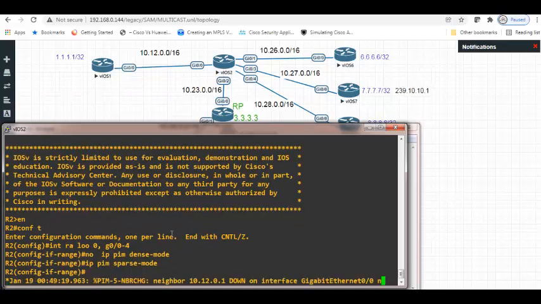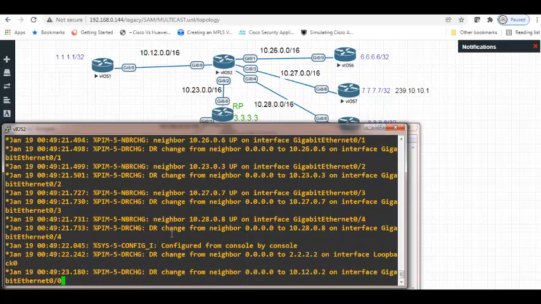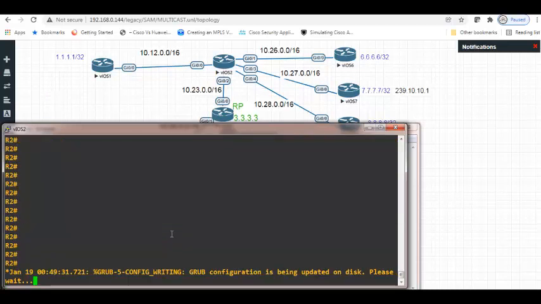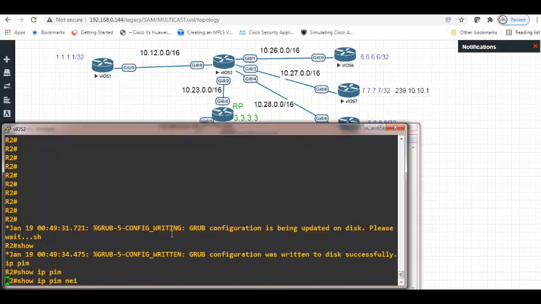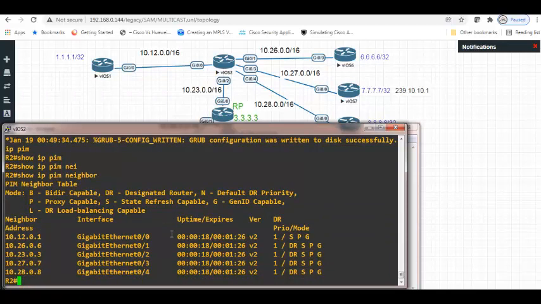Alright, so we should be seeing neighbors. Wow, look at this, how many neighbors we are seeing. All the neighbors have come. Let's check. Still coming. Show ip pim neighbors. So we should be seeing neighbors: router 1, router 6, router 3, router 7, router 8. And if you see, the mode they are running is sparse mode.